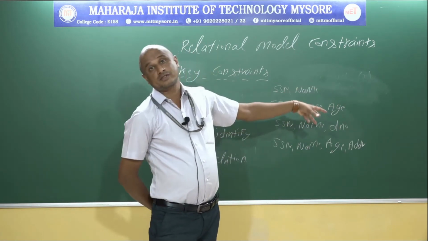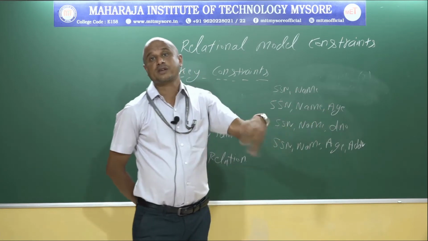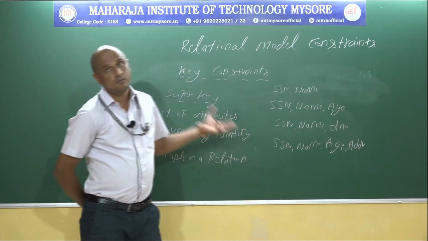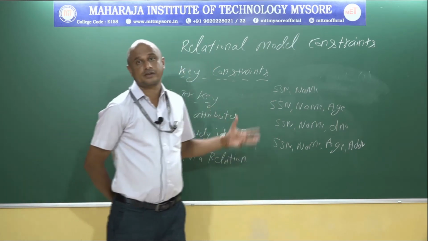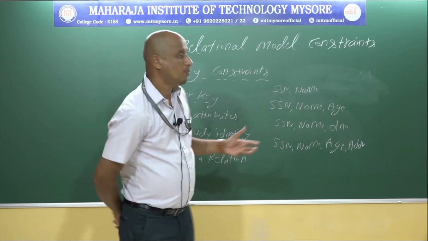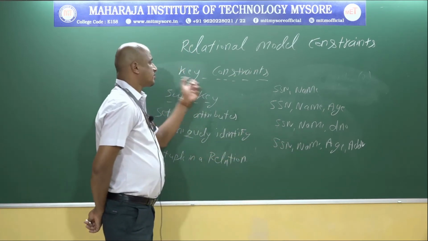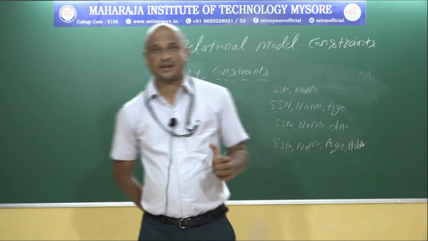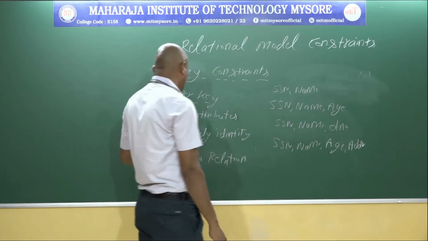Then I come up with some more attributes, and we can try out more attribute combinations. That makes for more uniqueness. That is called a super key. Okay, that's called a super key.